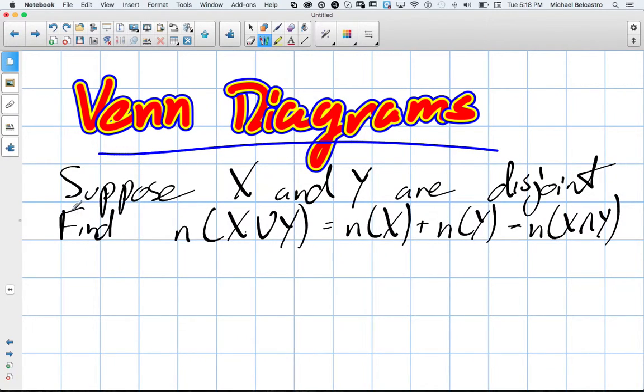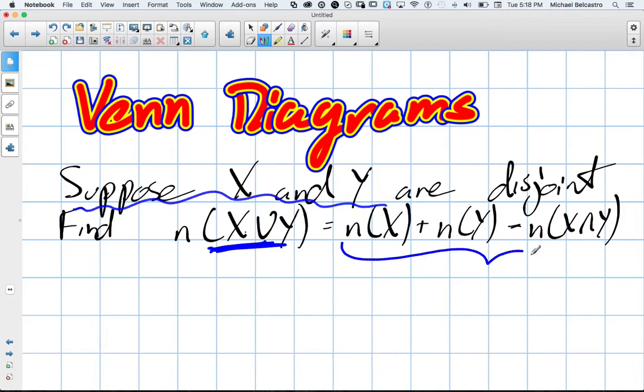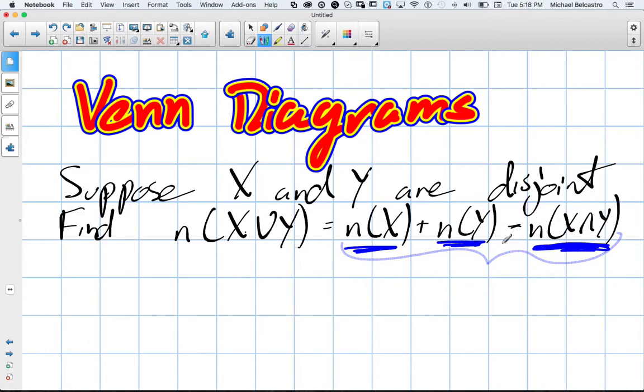Venn diagrams again. In this one, they've given us our question. We're going to use a Venn diagram to try and make sense of it. They've asked us to find the union of x and y, and that can be calculated by this formula here: all of the x units plus all of the y units, subtracted wherever the x and the y overlap each other. So they've told us, suppose that x and y are disjoint.